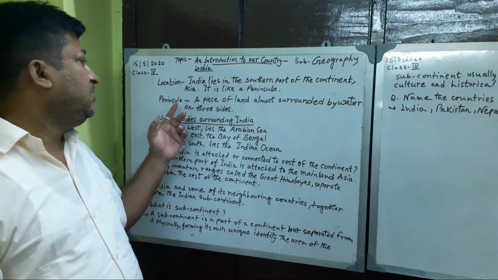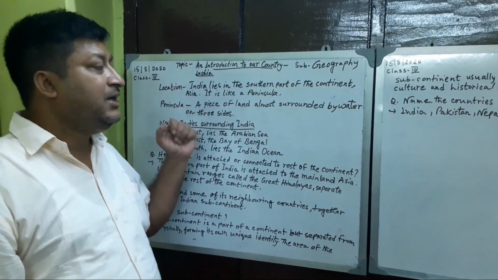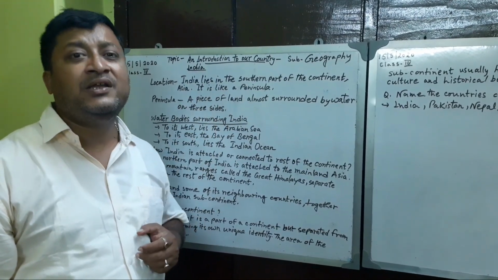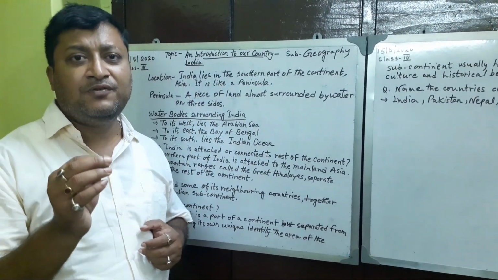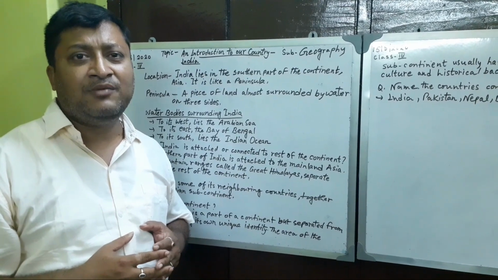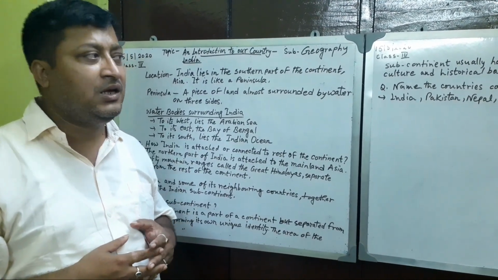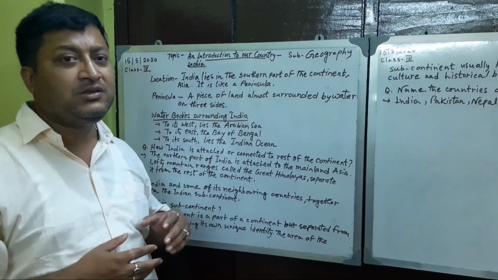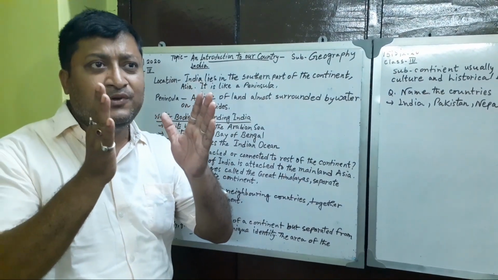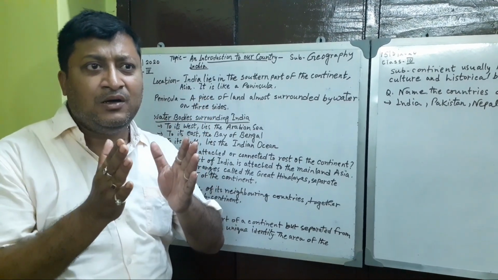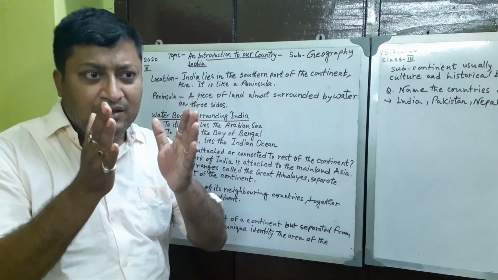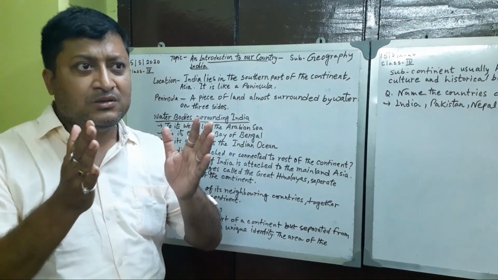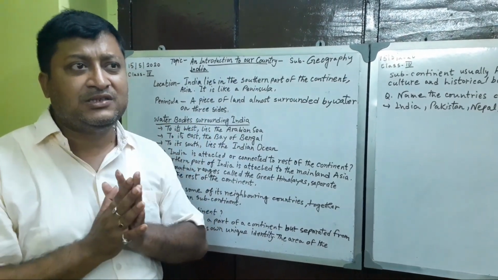Now you see this India. First I have to say India is like a peninsula. Peninsula you have read in class 3, still I am giving you the idea of peninsula. A peninsula is a piece of land almost surrounded by water on three sides. That is India. If you see the Indian map, you see that the southern part of India is surrounded by water on three sides.